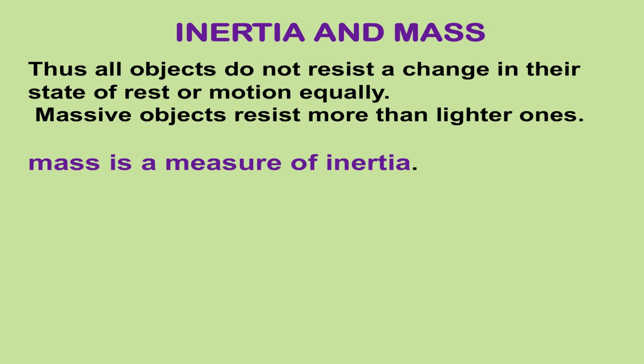Now, suppose you are asked to stop a tennis ball and a cricket ball moving with the same velocity. On which ball you are supposed to apply more force to stop it? You will find that cricket ball requires more force to stop as compared to table tennis ball. Thus, all objects do not resist a change in their state of rest or motion equally. Massive objects resist more than lighter ones. What do you conclude from these observations? We can say that mass is a measure of inertia.